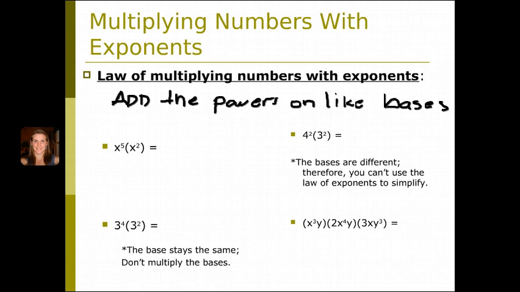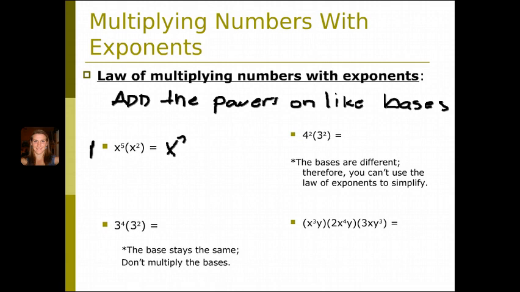So, on this first example here, x to the 5th times x squared, if we expanded it, we would have x times x times x times x times x times x times x, which would give us x to the 5 plus 2 is 7. So that would be x to the 7th power.